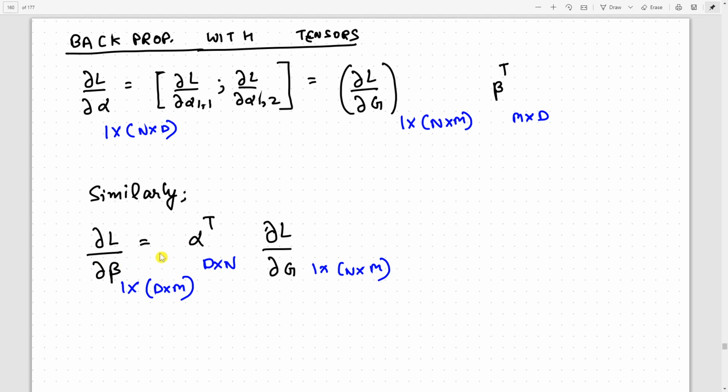And I would highly urge you to do this if you've already followed this particular calculation. And you can see that this will turn out to be alpha transpose times del L by del G. So the good thing now is that we already knew del L by del G, we already know what alpha is, and we already know what beta is. So then we can compute del L by del alpha and del L by del beta. So in some sense, we've been able to move even one step further back in backpropagation.